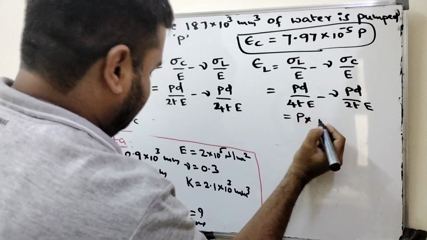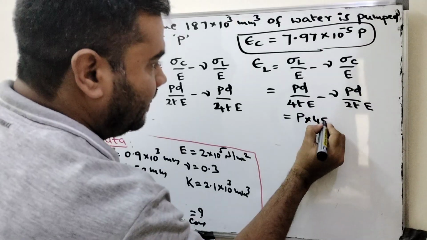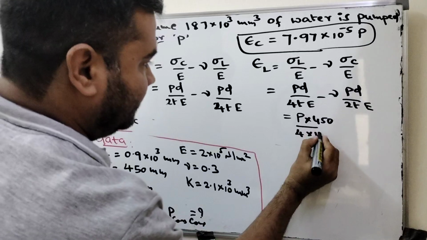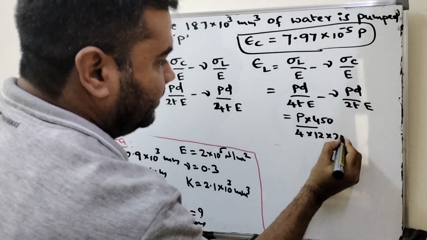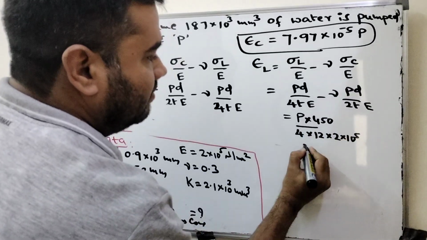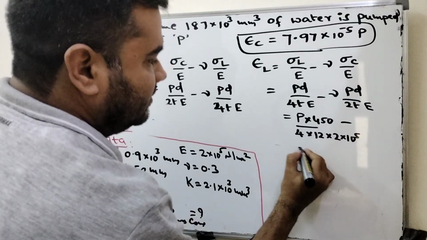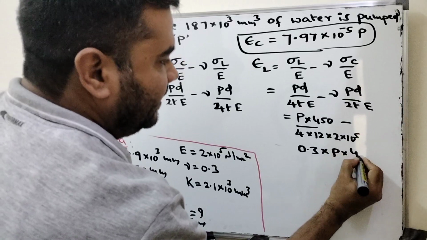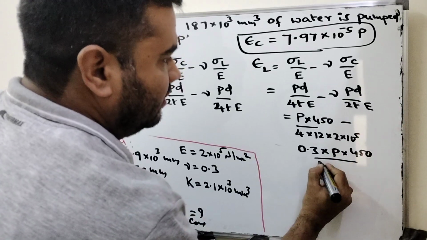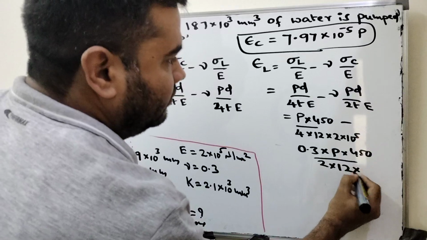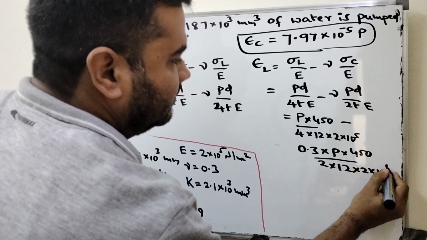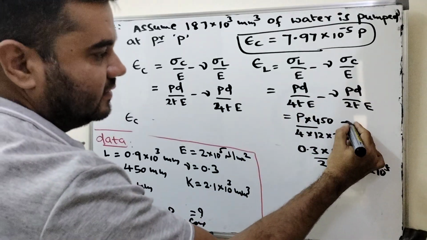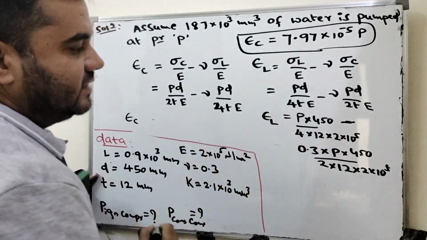Okay, P into D is 450 divided by 4 into thickness is 12 millimeter into Young's modulus is 2 into 10 raised to 5, minus 0.3 Poisson's ratio into P into 450 divided by 2 into 12 into 2 into 10 raised to 5. This is this value here, minus here the longitudinal strain.